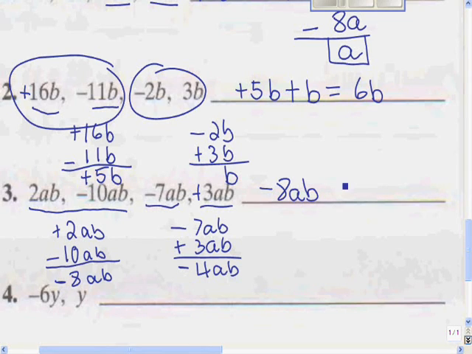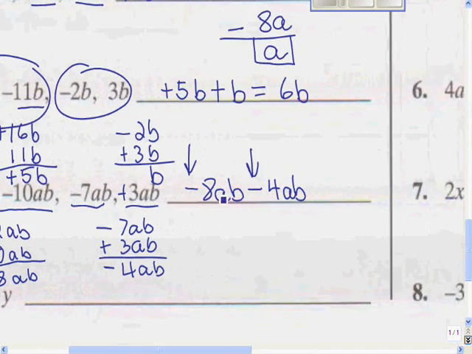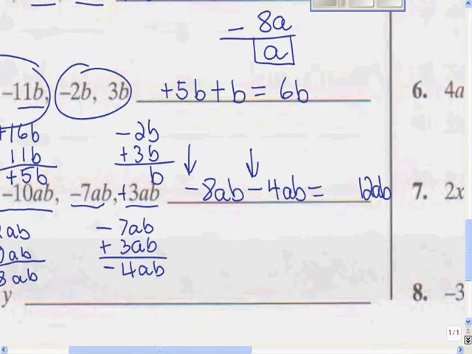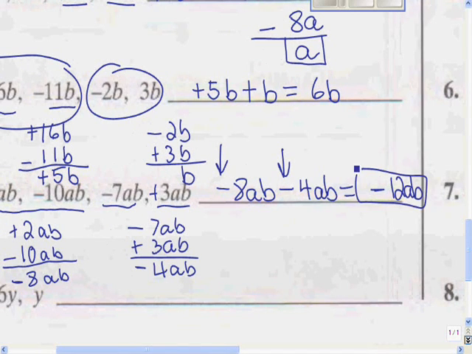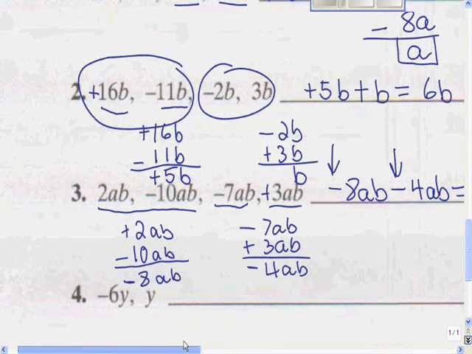So I've got negative 8ab and a negative 4ab. Now I'm going to add those because, look, the signs are the same. So when the signs are the same, we add. When the signs are different, we subtract. So negative 8ab minus 4ab equals 12ab, right? Because I'm adding the 4 and the 8. And my sign stays negative because both of these are negative. So obviously, the sign of my answer is going to be negative. I hope you're starting to get the hang of it.